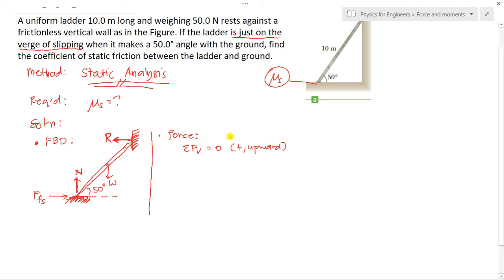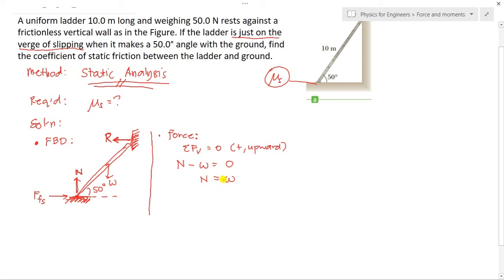Okay. So continue tanini. So we have positive if it points upward. So unsa may mga forces nga naa sa vertical class? Una, unsa man? We have the, okay. So the normal force. So the normal force is positive kay point upward minus the weight of the ladder is equal to 0. Or I can say that the normal force is just equal to the weight.